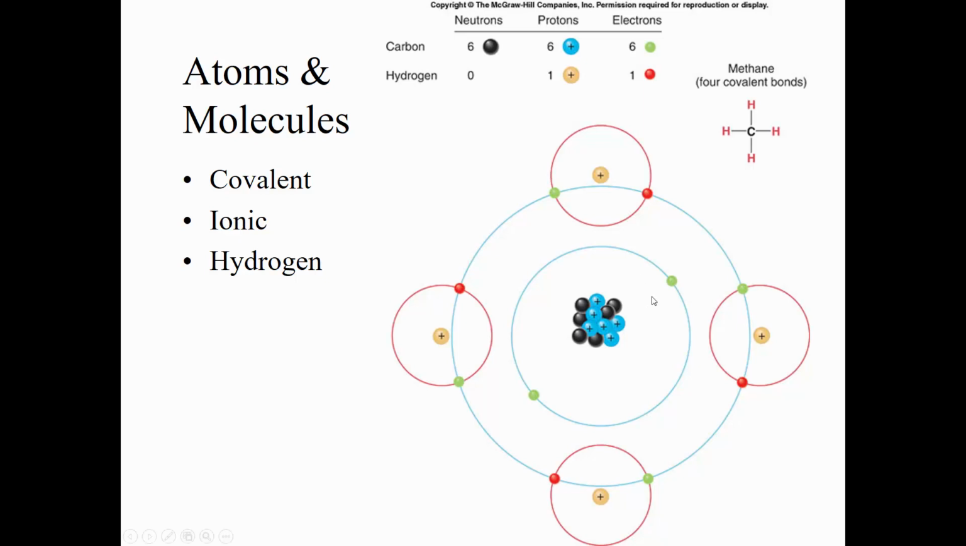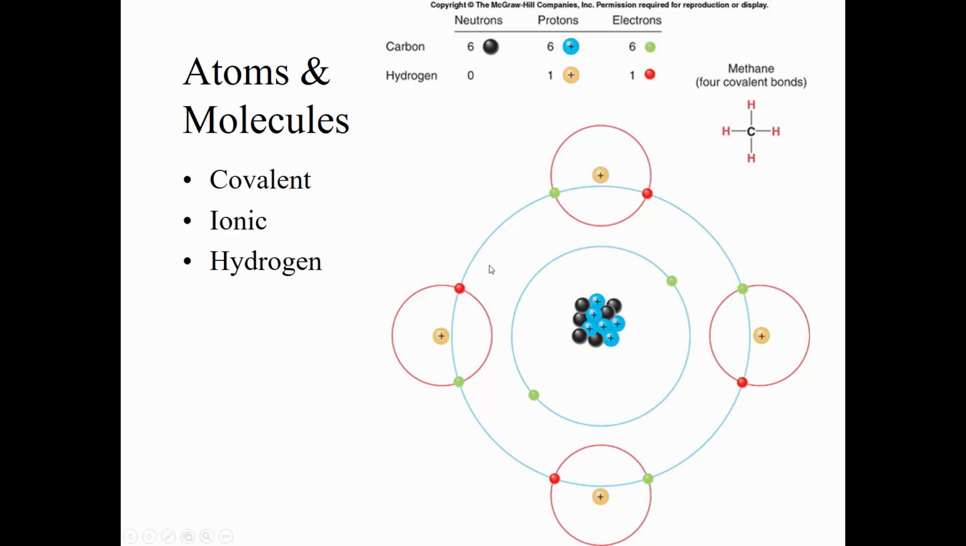And I'll get my pointer out here. So there's 2 electrons, green electrons, in the first shell, and then there's 1, 2, 3, 4 electrons in the outer shell. So the electrons in green are associated with the carbon atom.